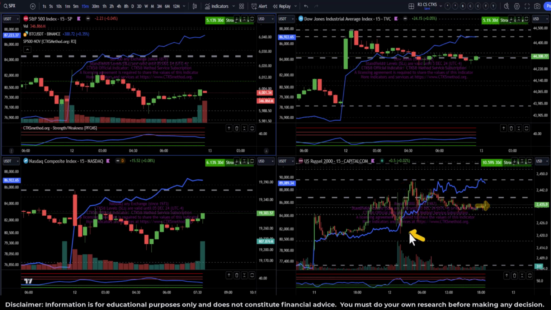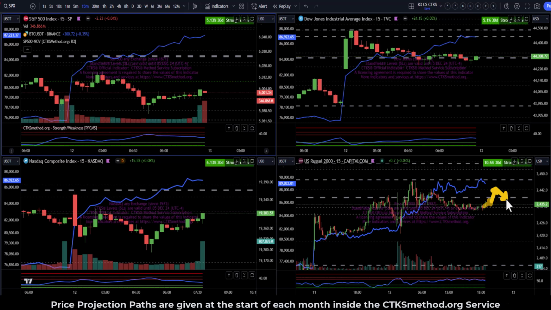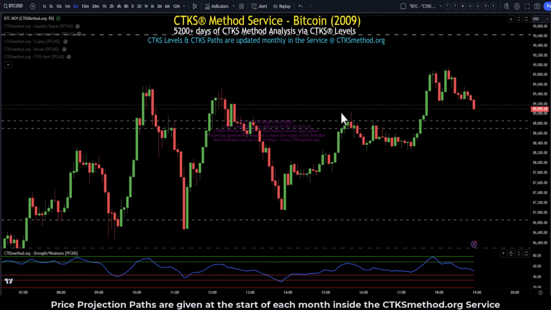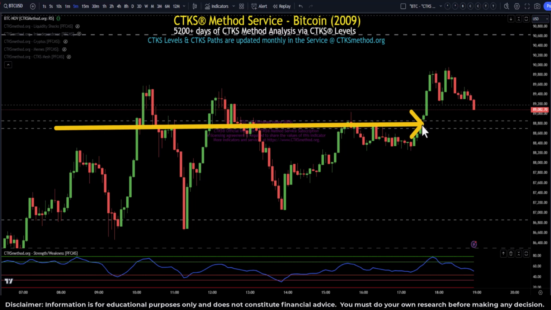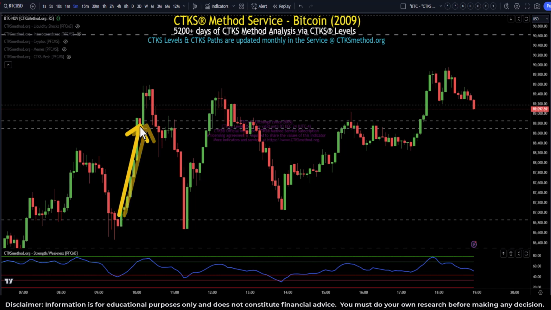Now, one of the things that we've seen with Bitcoin in the current time period is Bitcoin is moving higher. So that would suggest that the market indices could also move higher. This is something that you want to keep in your mind. The bull market is well and truly upon us, and when we look into Bitcoin's structural levels from the service, we can see this level at 86,800 is pretty important, and also the levels around $88,800. What you've got in here are some positive CTKS gaps and some negative CTKS gaps.